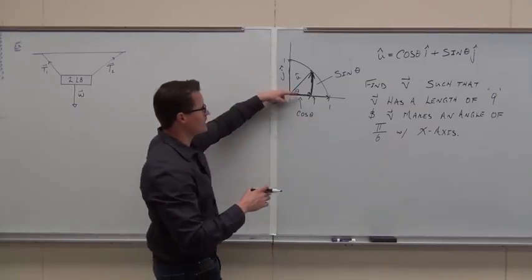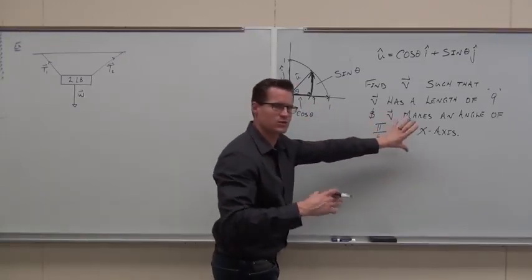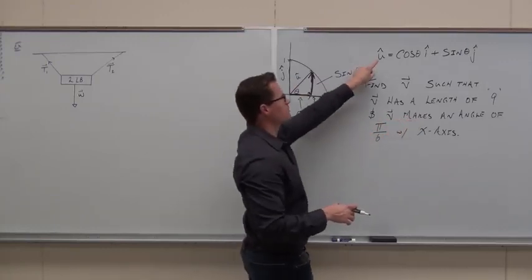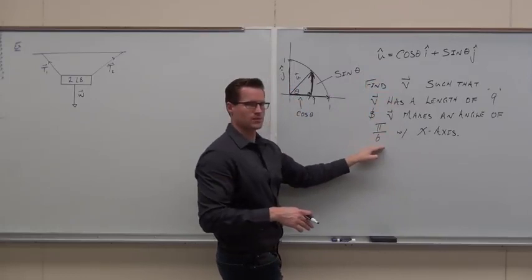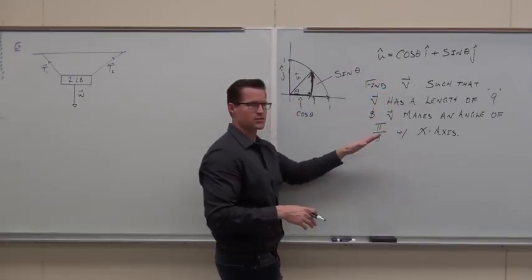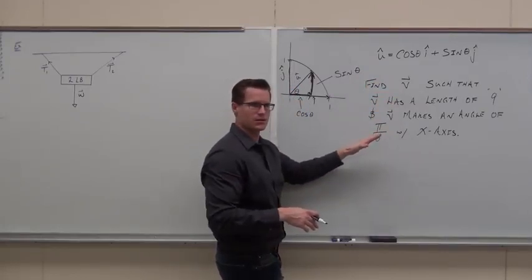So notice that this angle is from the x-axis. That's what I'm giving you, so it's really straightforward. I want to see if you can find a unit vector that gives me a direction pi over 6 from the x-axis. Can you do that? Let's try it.